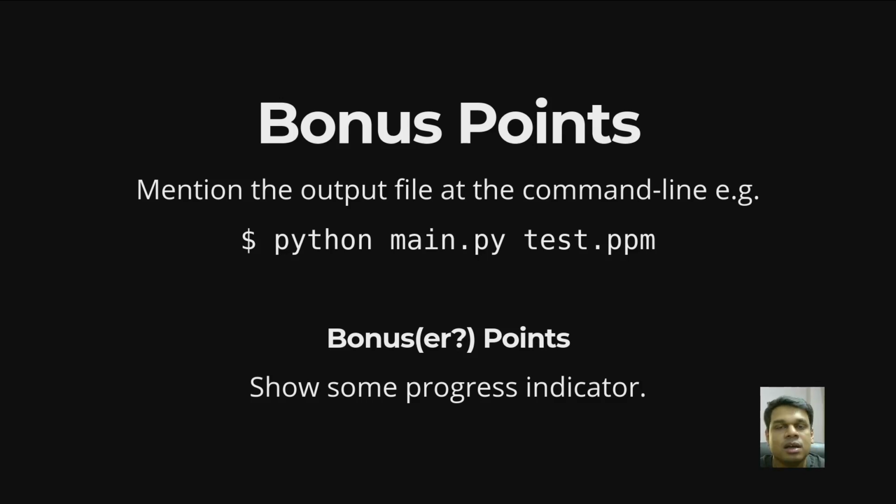As always, we have some bonus points for a better implementation. I would like you to think about how you can change the command line. Every time we run our program, it's actually creating a file called test.ppm. Now I want you to mention what output it needs to create. I don't want you to hard code the location of the output file. For example, I want to output it into a different name, I want to call it image.ppm. How do you change that?